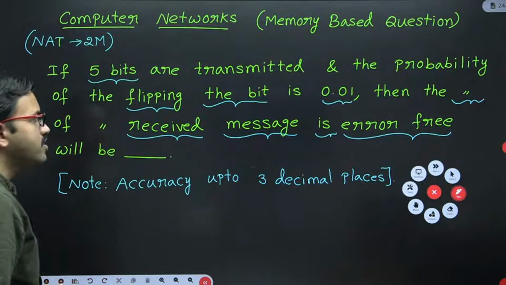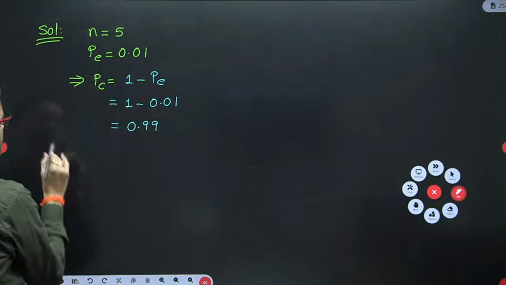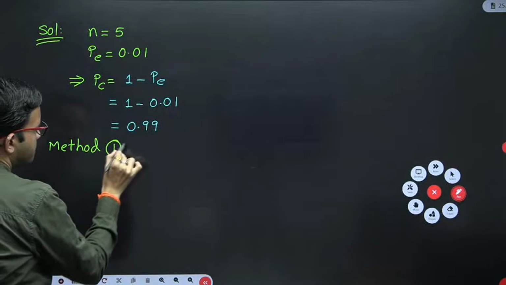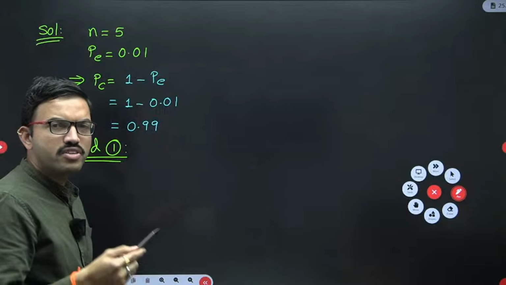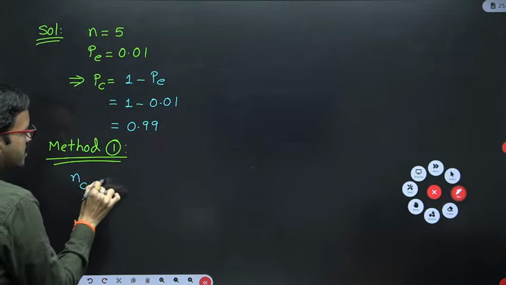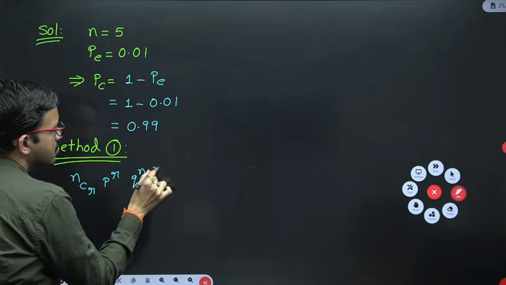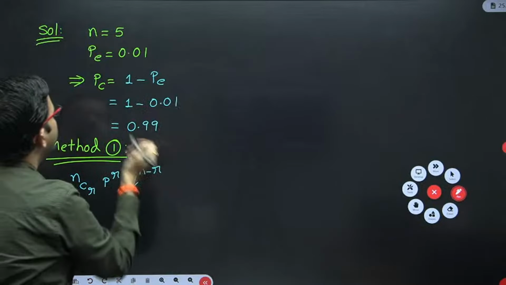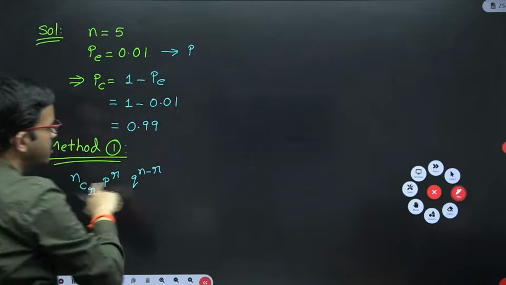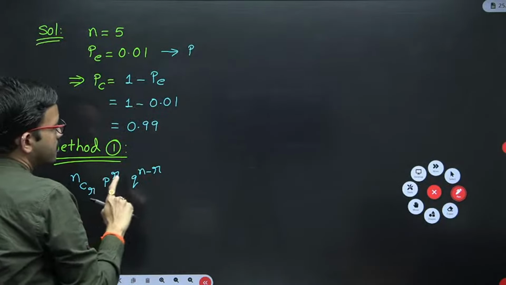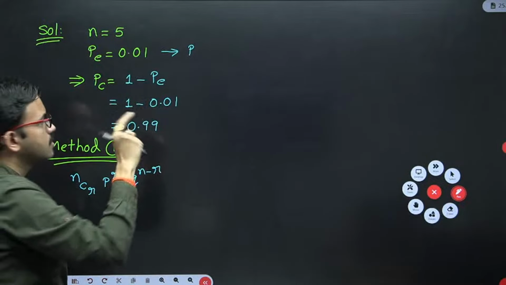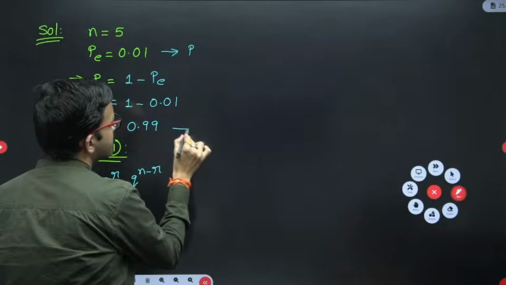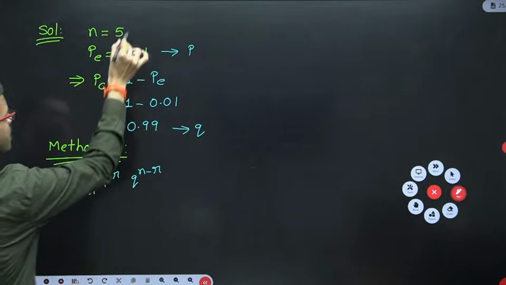Whenever you have a question like this, you can use the binomial formula: NCR P power R Q power N minus R. Here the context is the probability of getting error, so according to this formula, the probability of getting error is P. The probability of getting the bit with no error, or in other words received correctly, is Q. And in this case the number of bits N is 5.